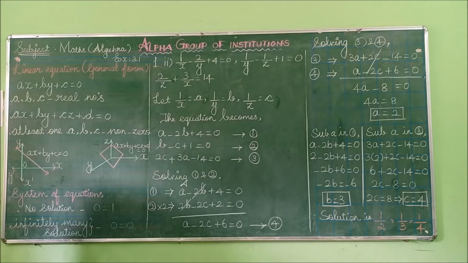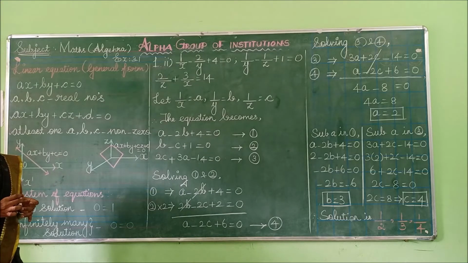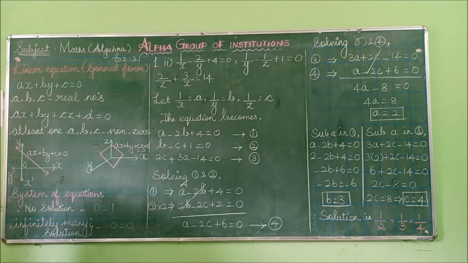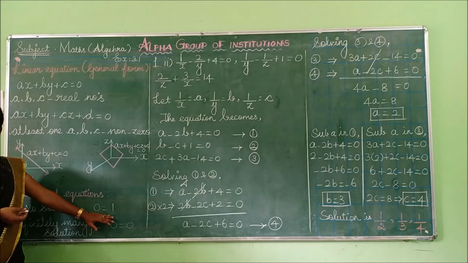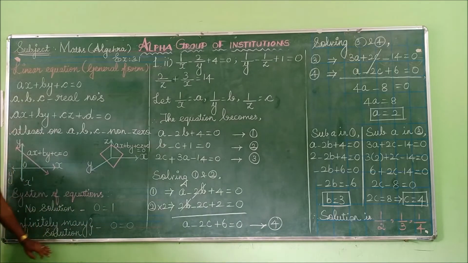So what do you mean by a unique solution? Unique solution means if you take some linear equations, the variables x, y, z contain unique values. No solution means that when solving the equation you get 0 equal to 1. If you get 0 equal to 0, the solution will be infinitely many.